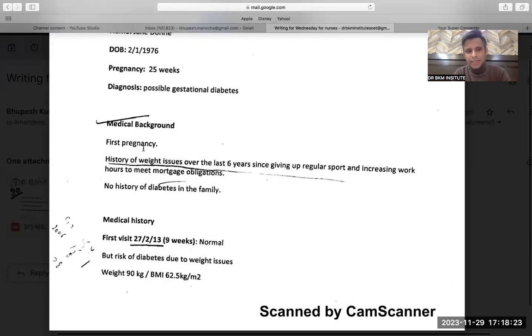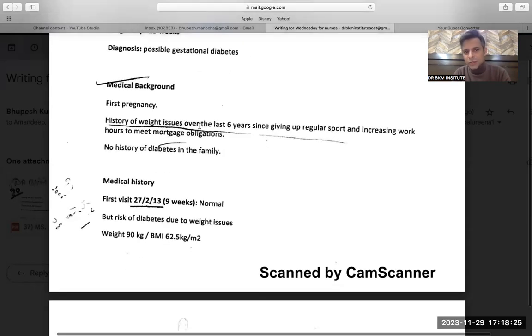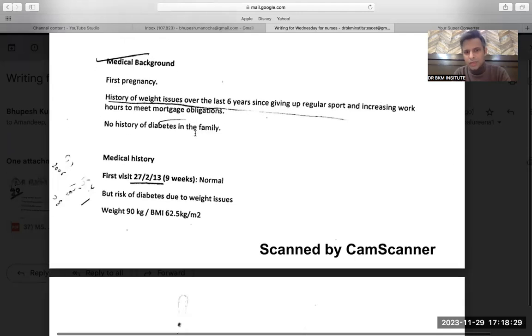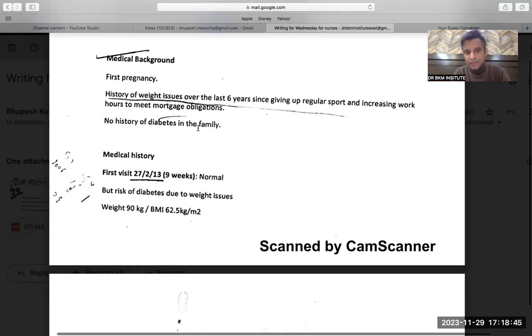Now just read about the lady. First pregnancy, history of weight issues over the last 6 years, giving up regular support, and we don't have to mention the exercises. Don't write about the sports thing. Increasing work hours, a diabetes specialist will not care about work hours. So don't write these extra words. That is where you save time. So write only history of weight issues over the last 6 years, no history of diabetes in the family.